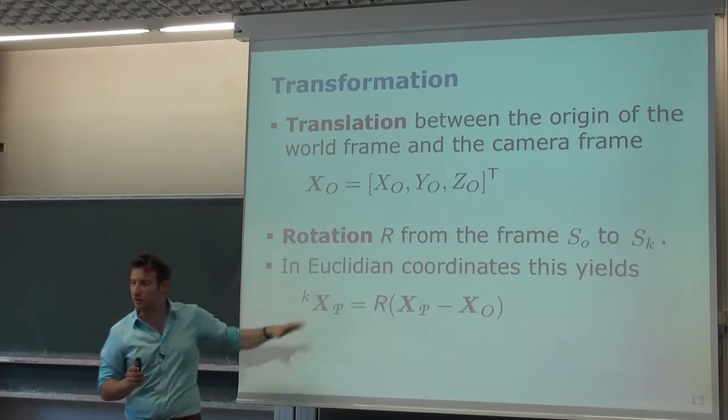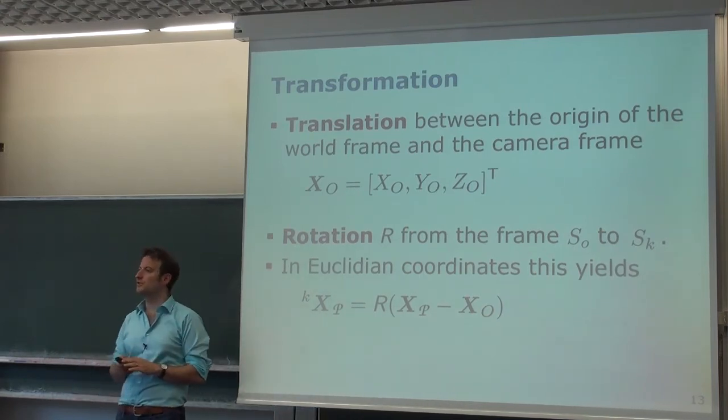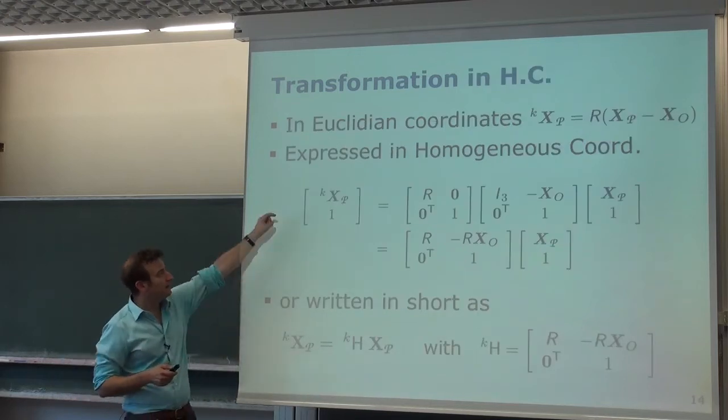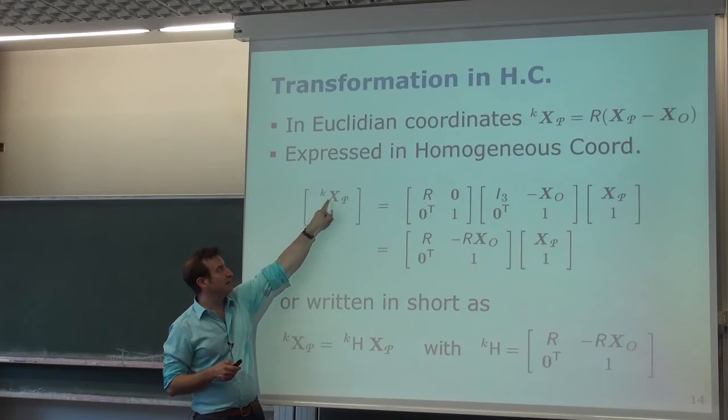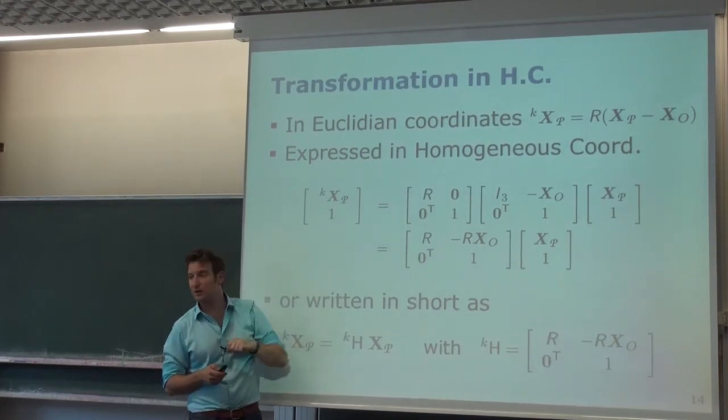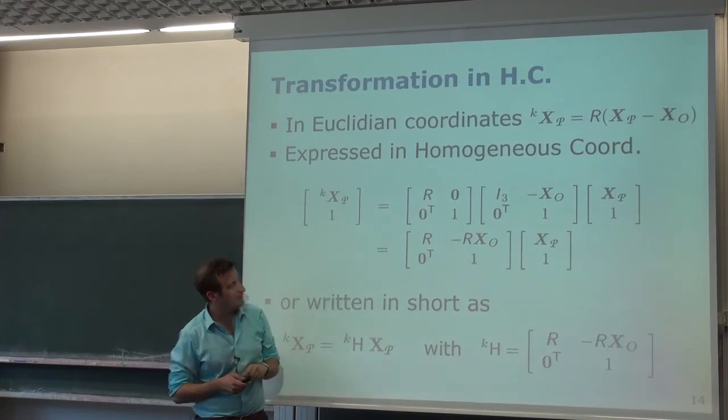Okay, so this was done in Euclidean coordinates. Let's do that in homogeneous coordinates. Exactly. So this is a point. This was my point in Euclidean coordinates. So I expanded the vector.